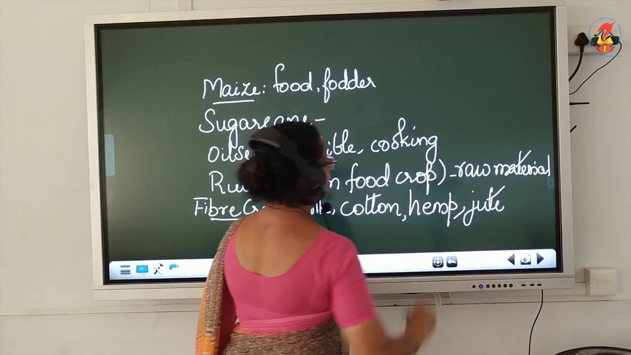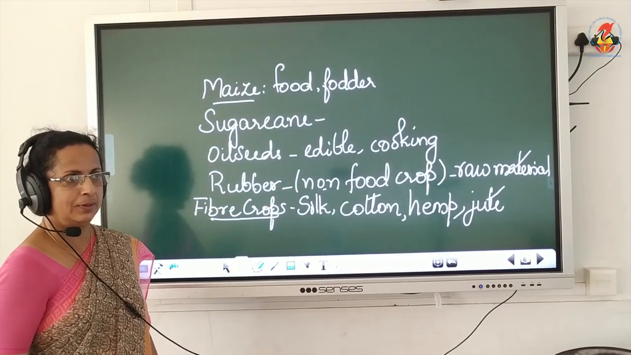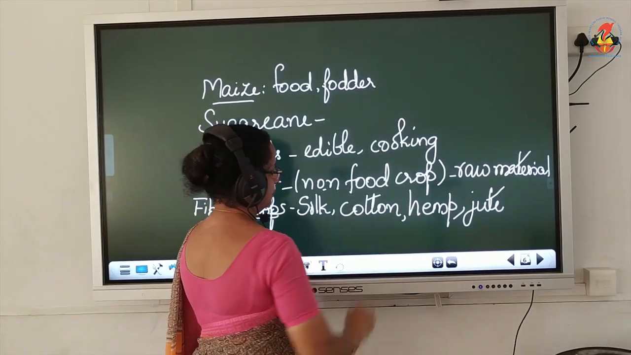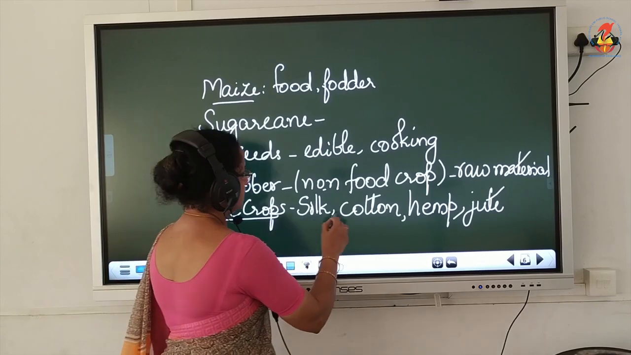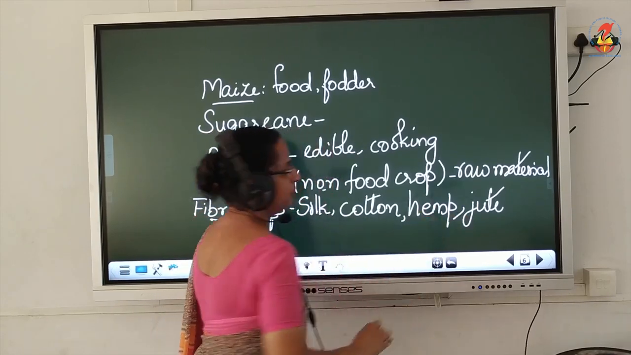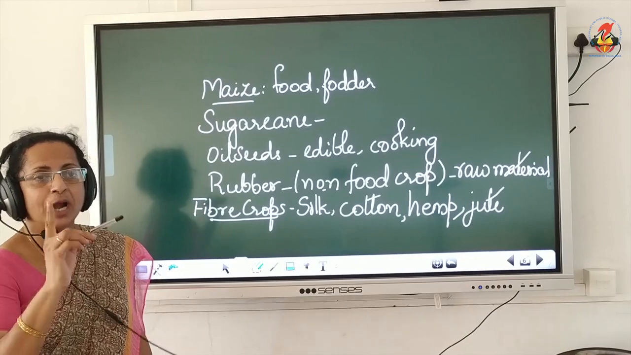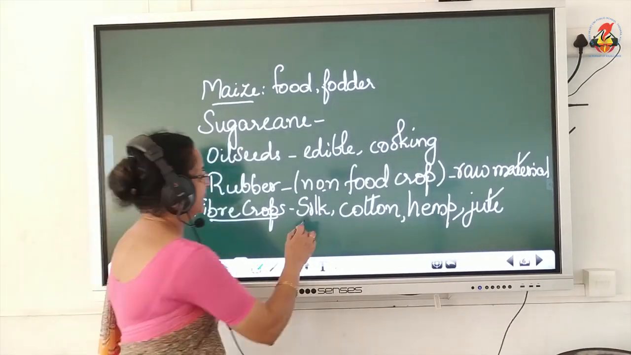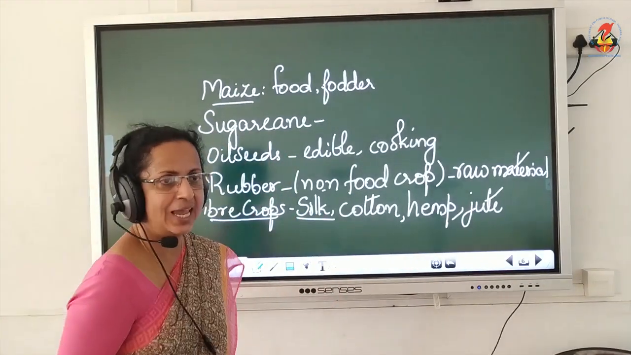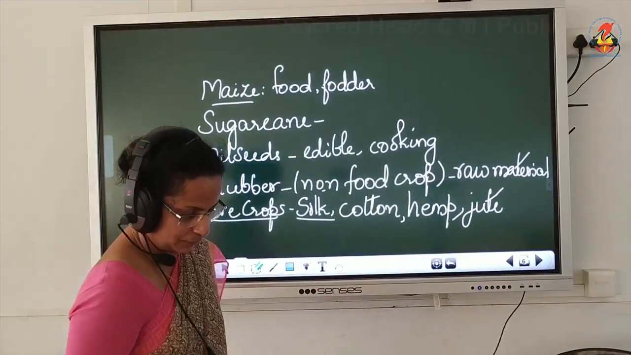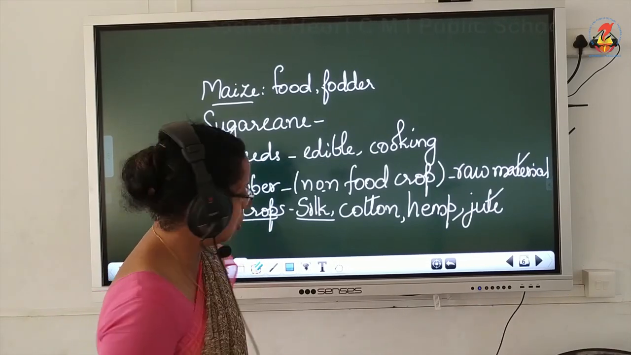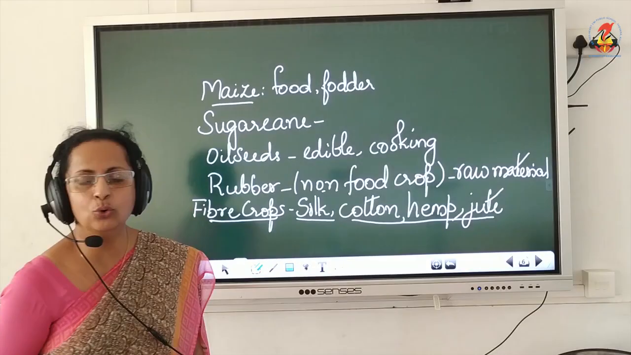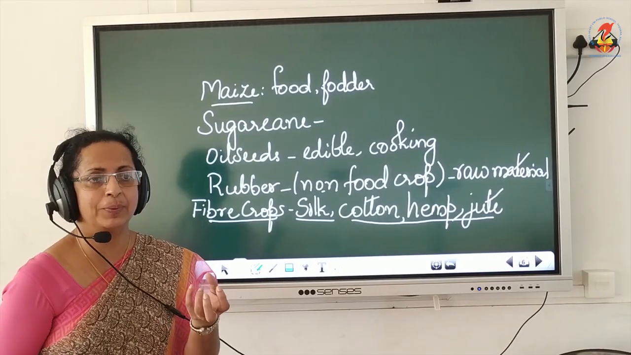Just look at these four names and try to visualize the cropping methods of these crops. Is there any difference in the way at least one of these fibers is got? Yes, this silk. We can say it is an odd one, is it not? Why is it said to be an odd one? Because all these three, cotton, hemp and jute, they are grown on soil. We get it from the plant, is it not?